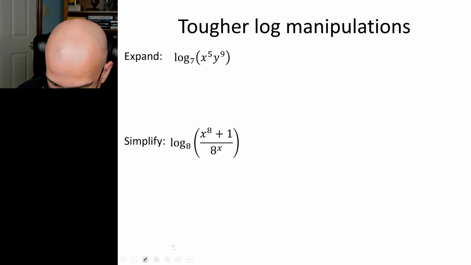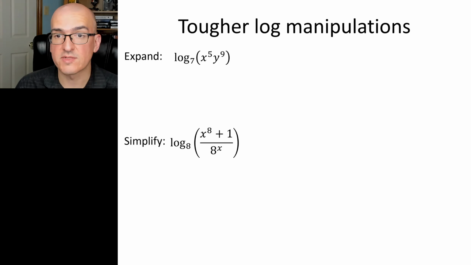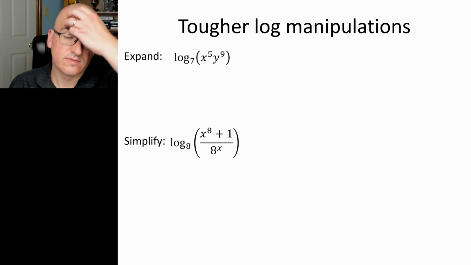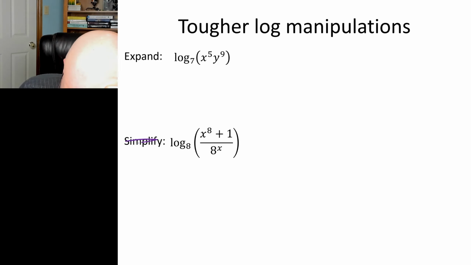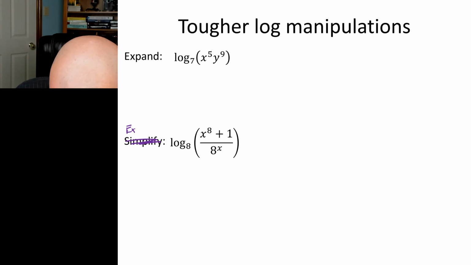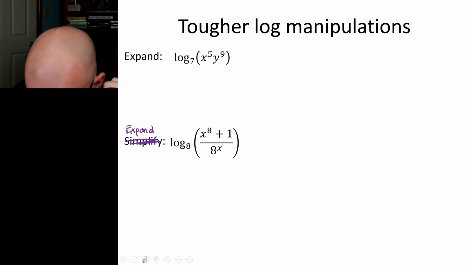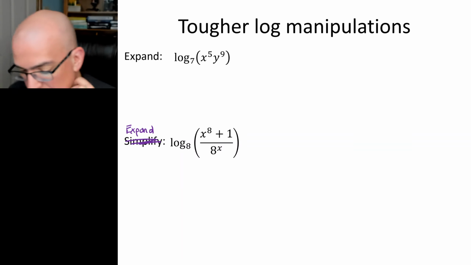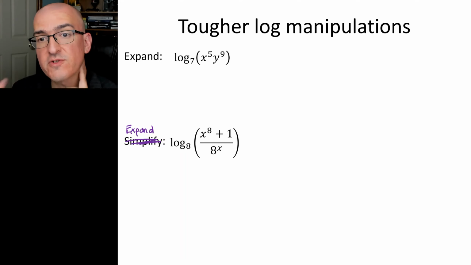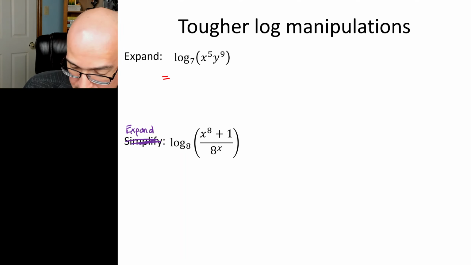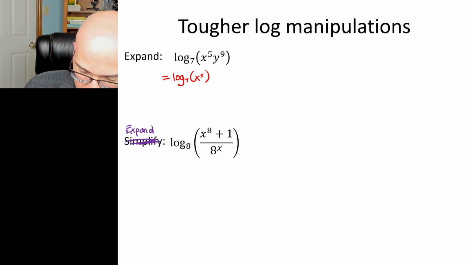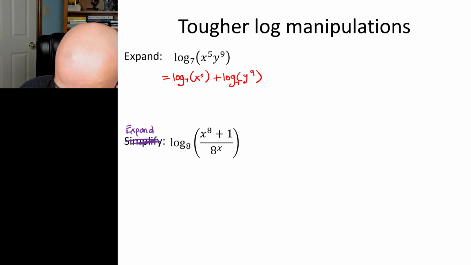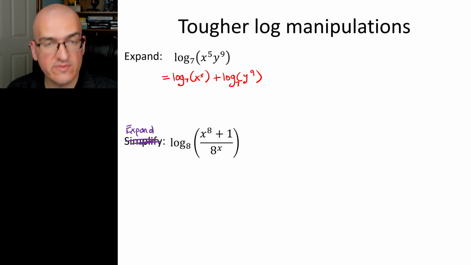Okay, some tough, really tough ones for manipulating log expressions. We're going to expand. And actually the second instruction should be expand as well. They should both say expand, because I'd say expanding is the opposite of simplifying. Log base 7 of x to the 5 times y to the 9. So the first thing I'm going to do is write this as the log of the first plus the log of the second. Log base 7, sorry, I forgot the log base 7. Log base 7 of x to the 5 plus log base 7 of y to the 9.